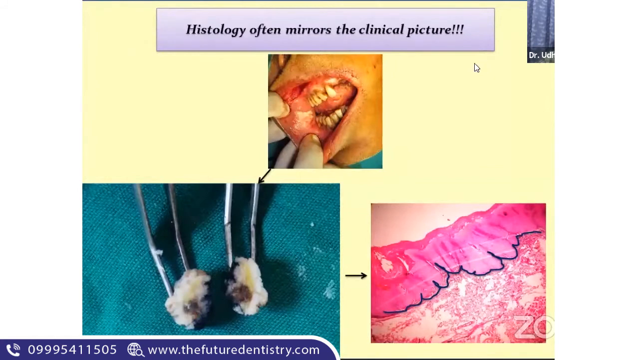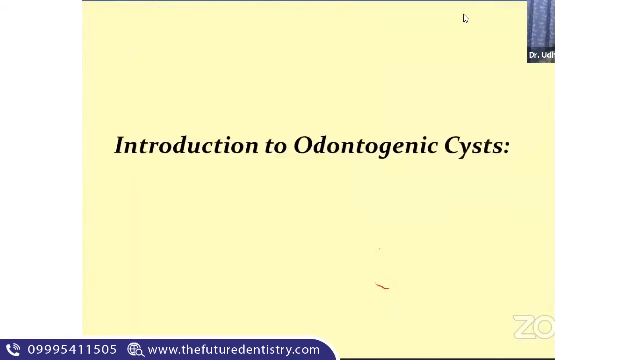Okay. Let's move on now to the second part of our discussion. This is a small part. Introduction to odontogenic cysts. Now let's introduce ourselves to some form of odontogenic pathology. Now you have seen quite a bit of mucosal pathology. Now let us start seeing something about odontogenic pathology. So let's introduce ourselves to odontogenic cysts.